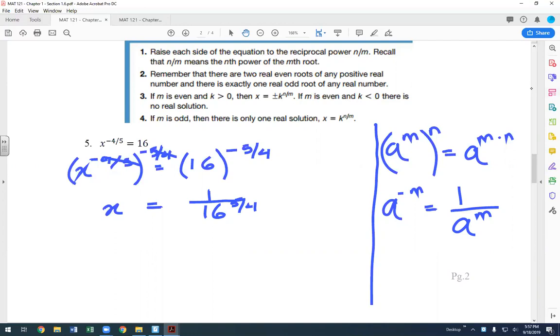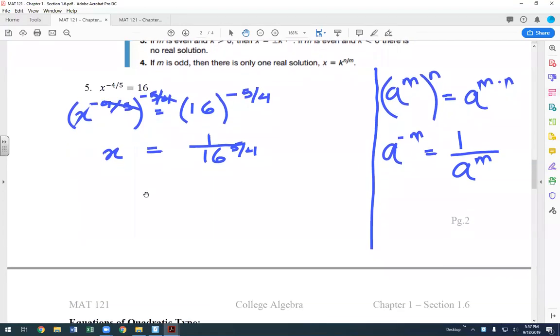Now, if you type in 1 over 16, 5 to the 4th in your calculator, you're going to get a decimal answer. We're not looking for a decimal answer, so you don't want to do that. What we're going to do is simply figure out what 16 to the power of 5 to the 4th is.